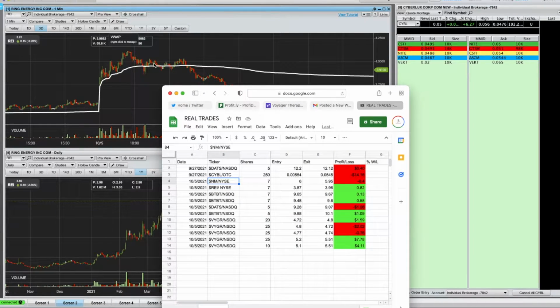It was around right here, which was at 3.96. Yep, right here. And the reason why I exited was because I saw the trend changing. Now, what do I mean by that?